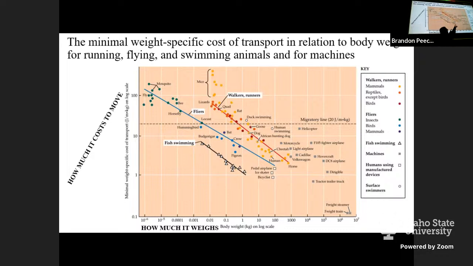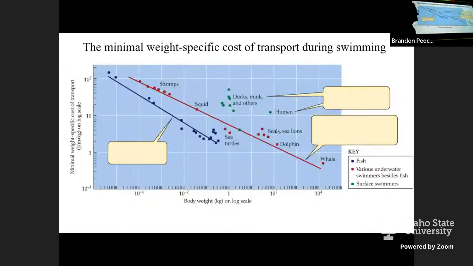But there's this line, the migratory line, which is about 20 joules for your amount of movement. I think the M is meters, over kilogram. It's basically the cost of movement, and you have to be below that line for migration to make sense. If you're too small, or your locomotion is too inefficient, migration isn't something you can really do. So there's a bunch of animals above that line that don't migrate, and a bunch of animals below that line that have the ability to migrate. This just shows the way those different things interact with each other.